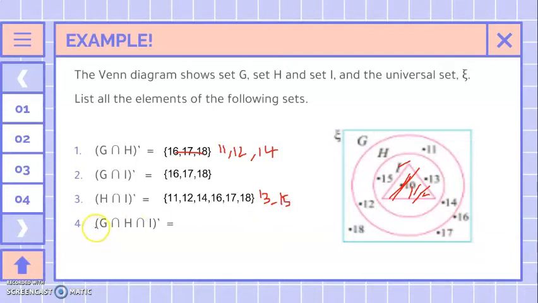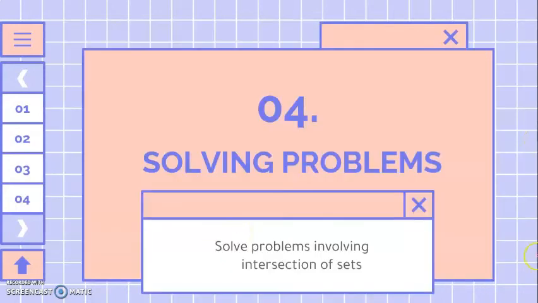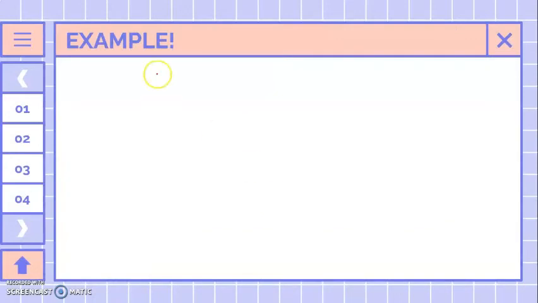So the last one is G intersect with H intersect with I. G intersect with H intersect with I is also 10. So all the elements except for 10. Here you need to add the elements that are missing. Okay, the last one, we will be solving problems involving intersection of sets.